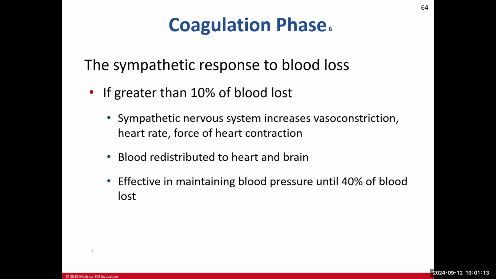But if it's 10% or more, now we're going to involve the sympathetic nervous system. And things are really going to kind of, I don't want to say kick into high gear, but sympathetic nervous system, fight or flight. And usually what happens when you get sympathetic nervous system stimulation? Breathing rate increases, heart rate increases, right? Blood pressure will go up, right? So we'll see all those things.